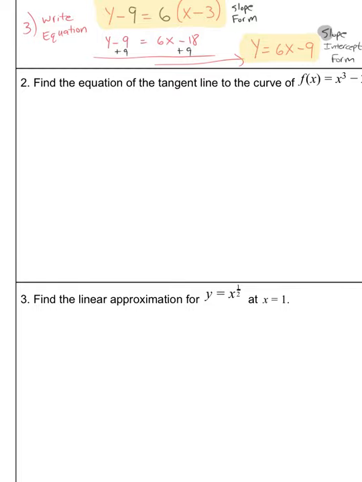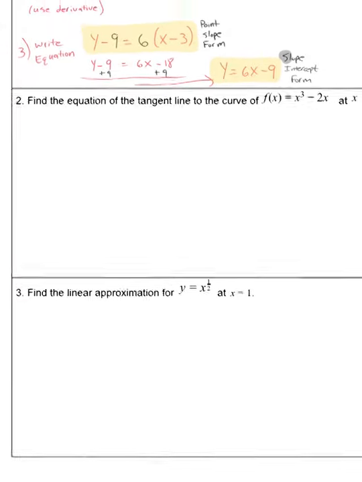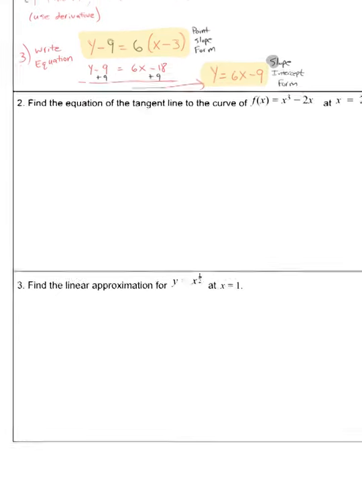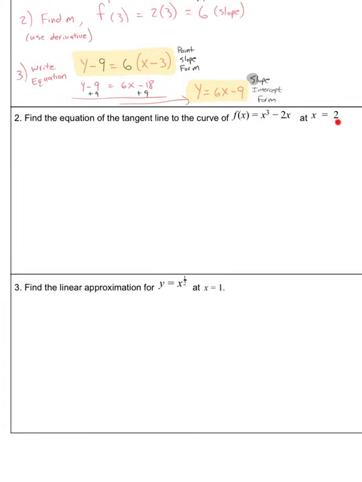Okay, number 2. We want to find the equation of the tangent line of our curve, x cubed minus 2x, and the x value is 2. All right, so the first step, we want to find y. So we need f of 2. We plug 2 into the original function.